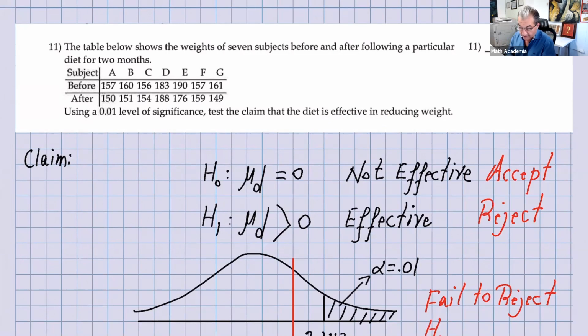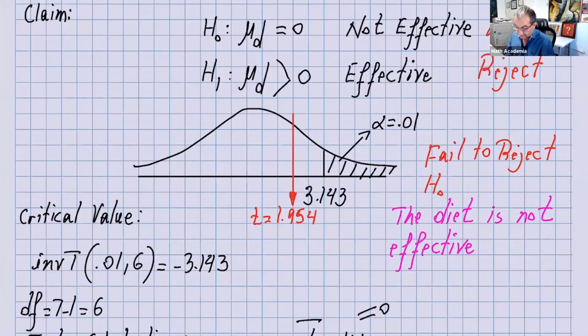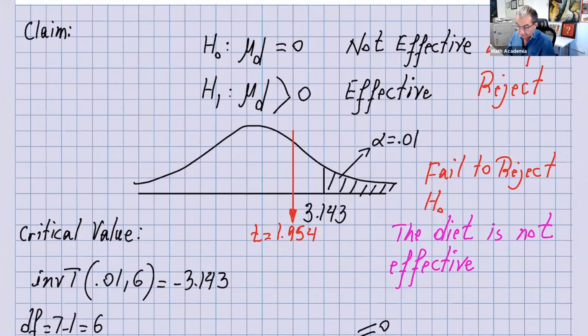So the diet was effective for the first person because the difference is positive, and the diet was effective for the second person because again the difference is positive, and so on. So if you want to write the claim, H1, you say mu sub D is positive. If this claim takes over, then we can say this diet is effective for the population. So this is to find the critical value. And again, of course, mu sub D equals 0 in this case. And if this takes over, that means the diet is not effective.